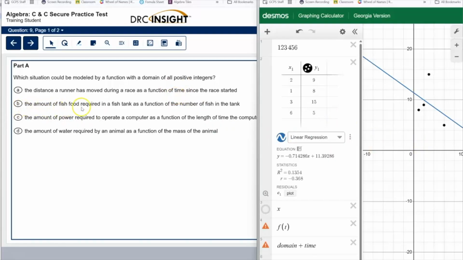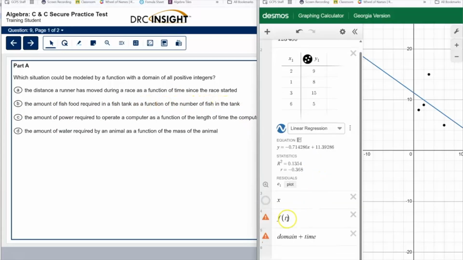All right, the amount of fish food required in the fish tank. So I'm looking at food as a function of the number of fish. So the number of fish in the tank is my domain. Can I have 1.1 fishes? Gosh, that sounded so weird. But no, the answer is I cannot have 1.1 fishes. So that takes care of my decimal piece. This one does not have decimals. I can only have 1, 2, 3.